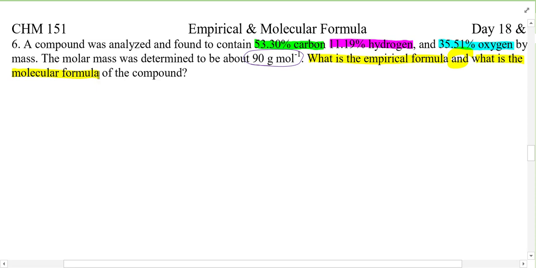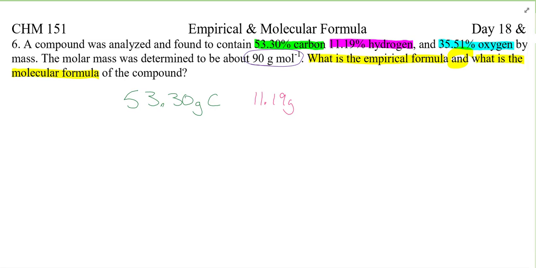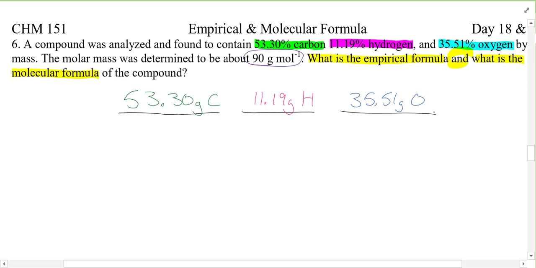All right, so we're back to percentages. All those percentages: 53.3% carbon, or 53.30 grams of carbon in 100 grams, and 11.19 grams of hydrogen in 100 grams, and 35.51 grams of oxygen in 100 grams. Then we're just going to divide by the molar mass to get the moles. So carbon is 12.01 grams per mole. Hydrogen, 1.008 grams per mole. And oxygen is 16 grams per mole.